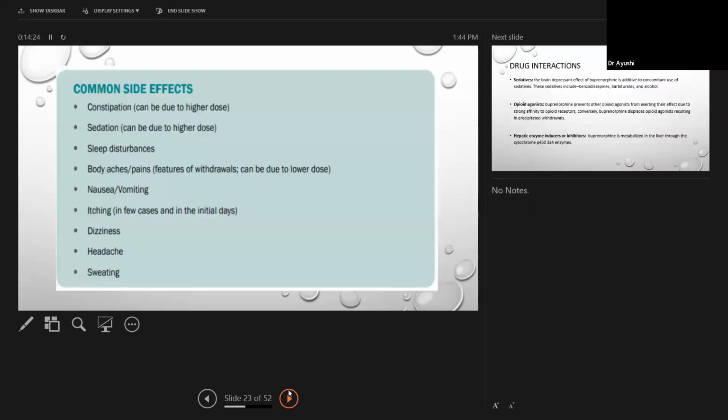The common side effects of buprenorphine are constipation, sedation, sleep disturbances, body aches or pains. These are the features of withdrawal. They can be due to the lower doses also. Others include nausea, vomiting, itching, dizziness, headache, sweating.